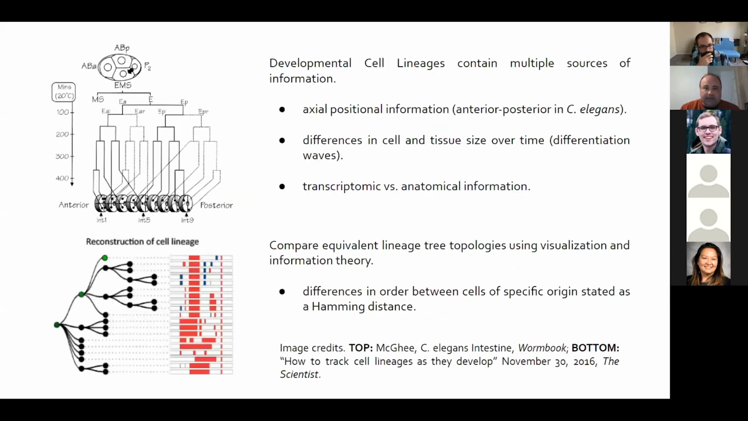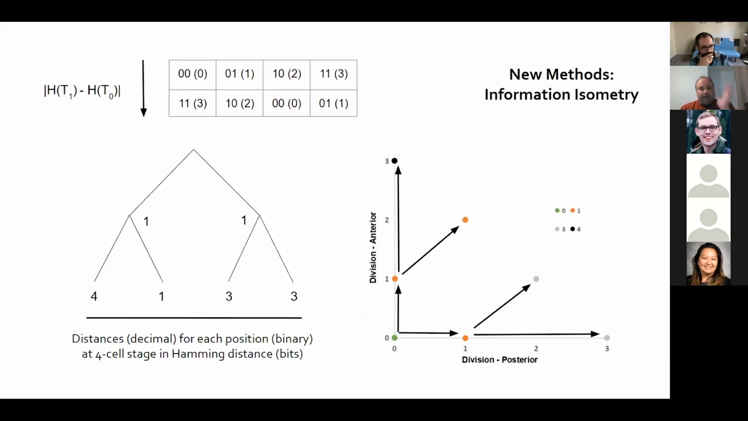Developmental cell lineages contain multiple sources of information. We can use those multiple sources and compare them. What we do is use what is called a Hamming distance, which is a type of information measure where we basically turn these nodes into binary strings, and we calculate the difference between the strings. So in this case, we're looking at the difference between two trees, and we're looking at the binary strings, and then we're calculating some numeric difference between them.